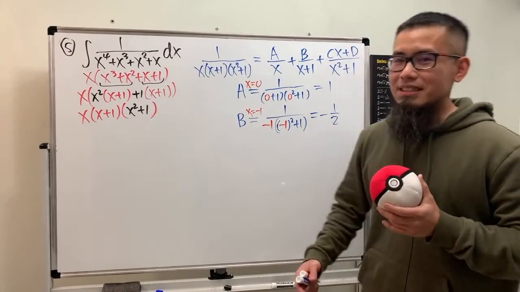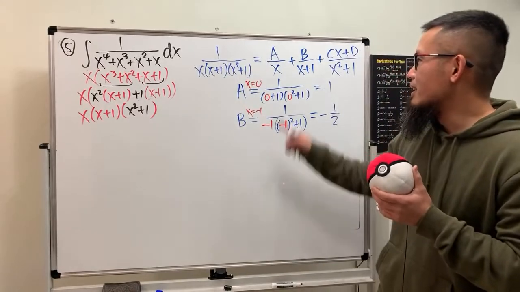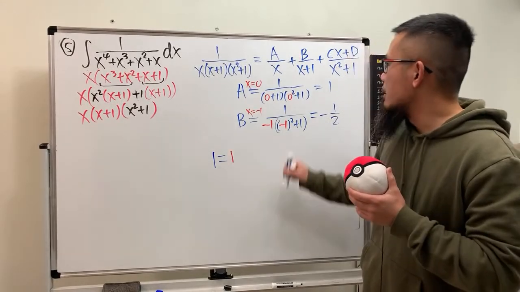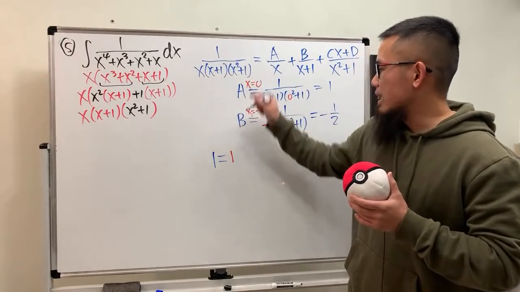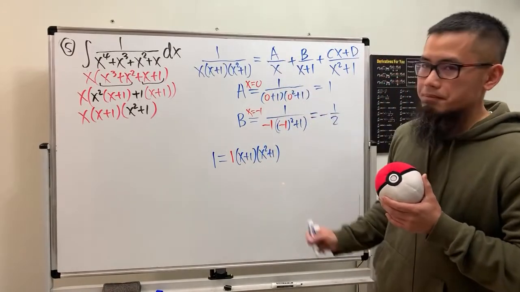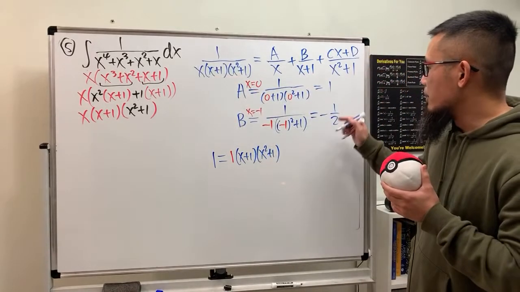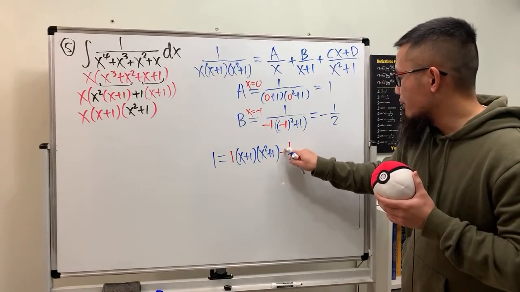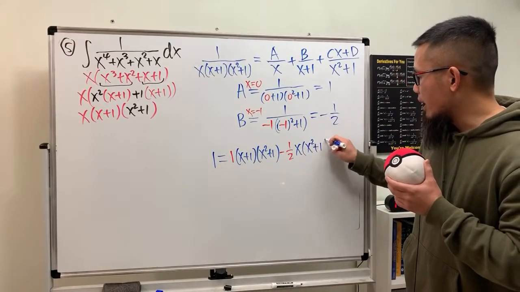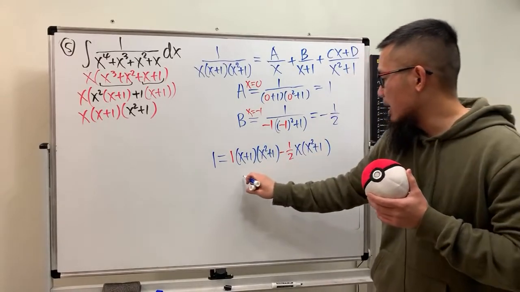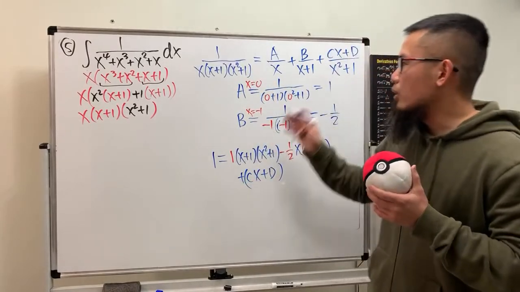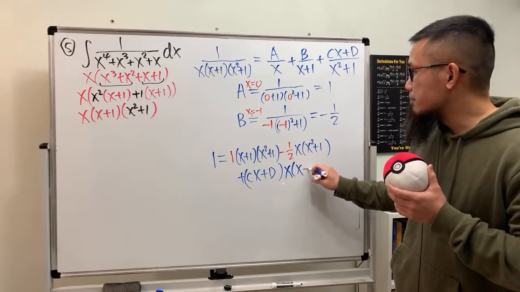Anyway, for C and D, let's just multiply everybody by the common denominator. So we get 1 on the left-hand side. A is 1, so let's write that down. And the x will cancel, so we just have this times that. So it's x plus 1 times x squared plus 1, right? Next, x plus 1 will cancel. B is negative 1/2. So we have negative 1/2, and then we have x times x squared plus 1, like that. And then lastly, we have the plus Cx plus D. X squared plus 1 will cancel, so we just have x times x plus 1.